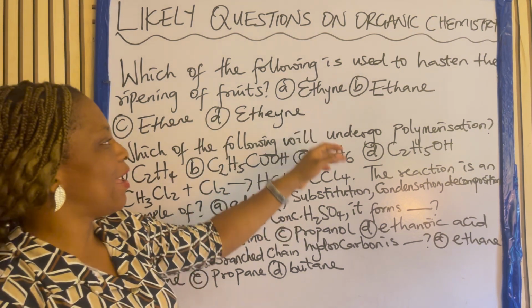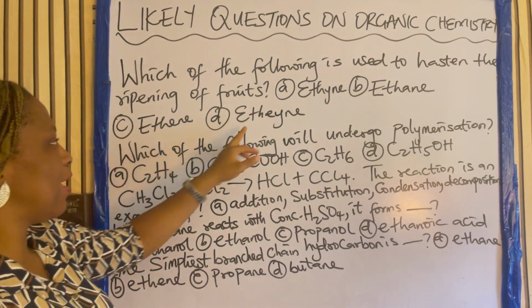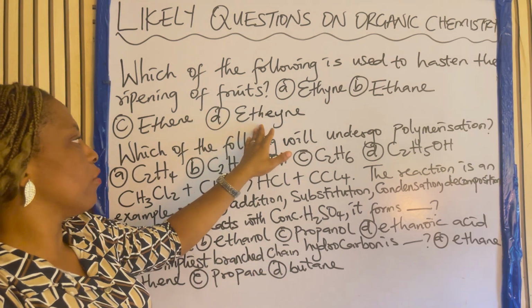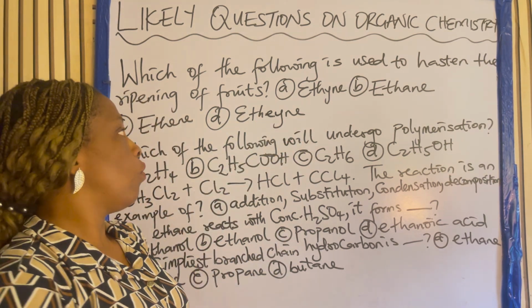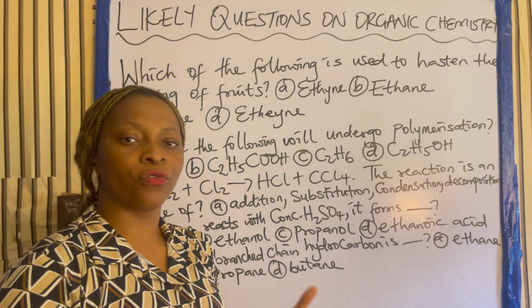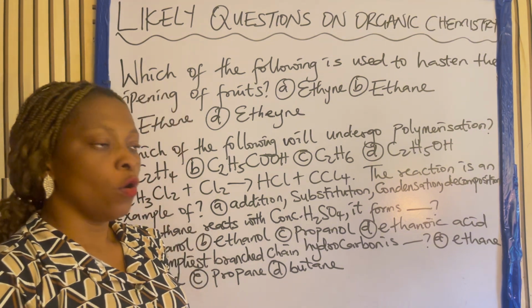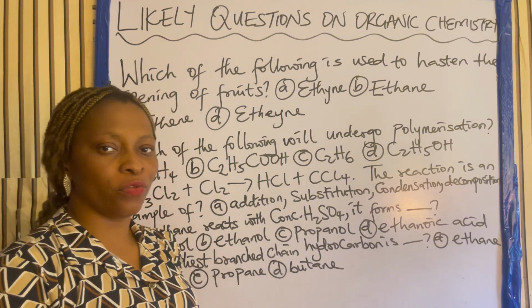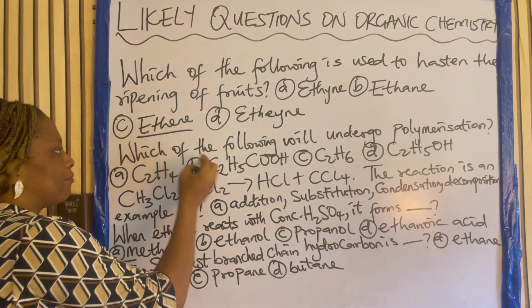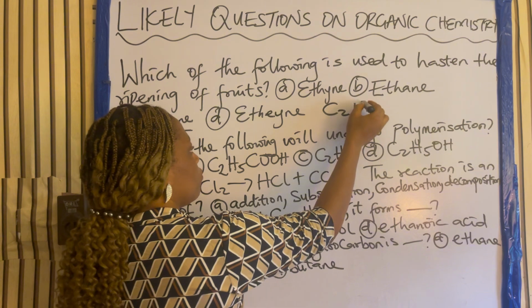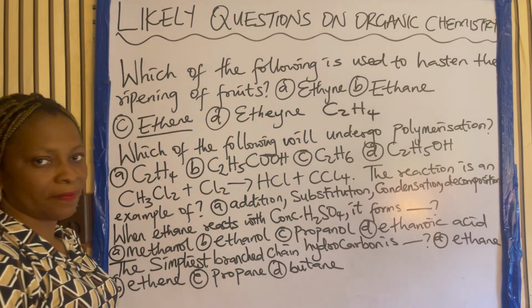Ethane, ethyne, ethane, ethylene. Of course, this does not exist in the hydrocarbon. So, once you hear hastening of fruits to ripe, or ripening of fruits, the hydrocarbon used to ripen fruits is ethene. The formula is C2H4, ethene.